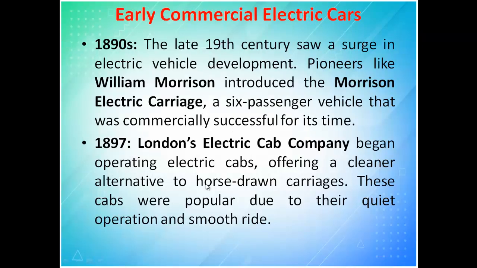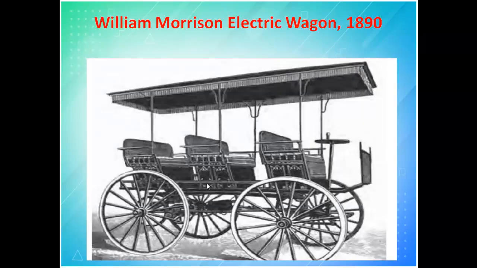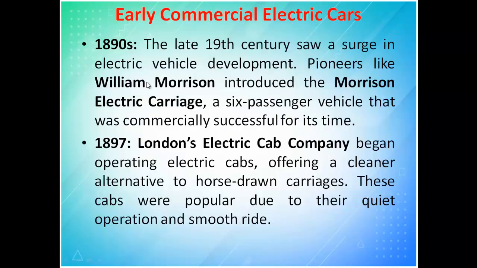Then in the 1890s, the late 19th century, saw a surge in electric vehicle development, and William Morrison introduced an electric 6-passenger vehicle which was commercially successful at that time. So this was that particular vehicle. It is a 6-passenger vehicle, so 2 can sit and there will be a driver, and this was introduced in the 1890s.